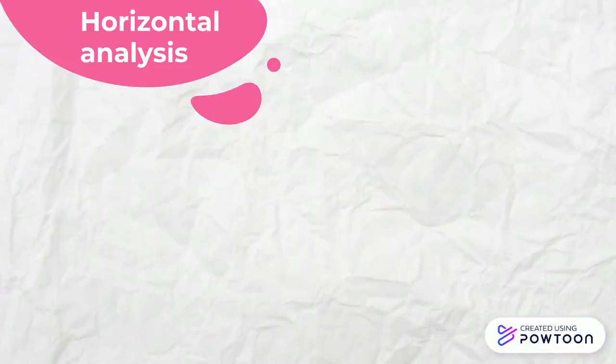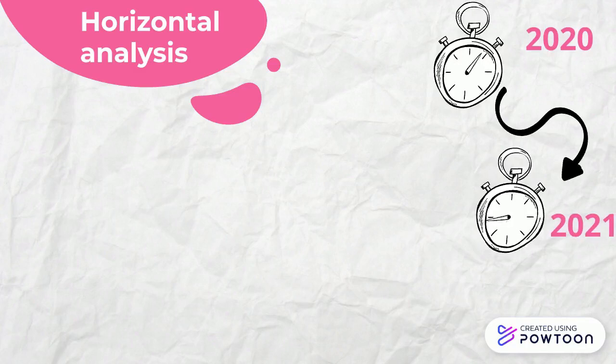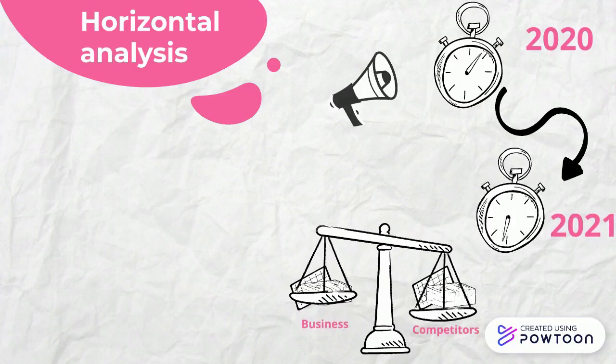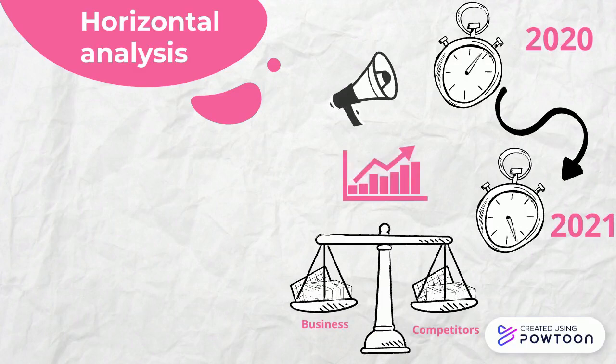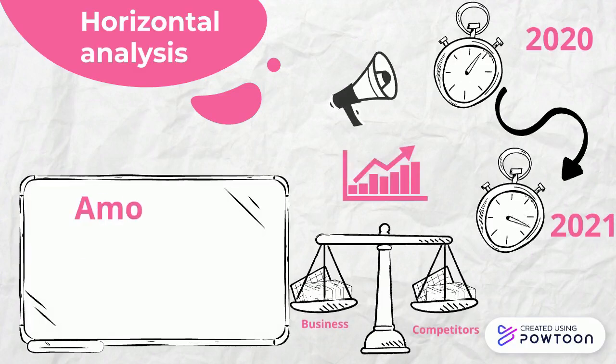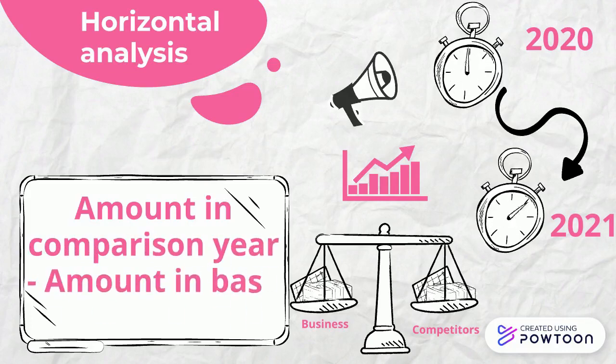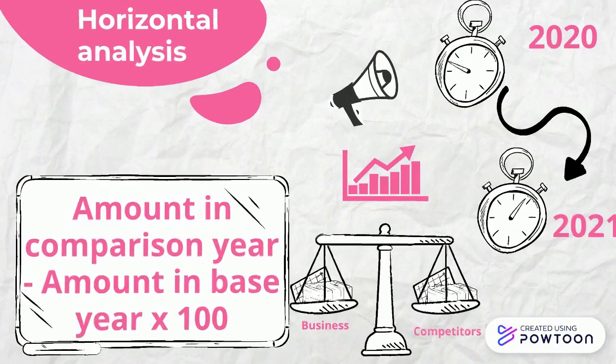Horizontal analysis compares account balances over two or more time periods. Horizontal analysis reveals a business's growth and financial position in comparison to competitors and helps spot trends and growth patterns. To perform horizontal analysis, the amount in the base year is subtracted from the amount in the comparison year, divided by the base year, and multiplied by 100 to be represented as a percentage.